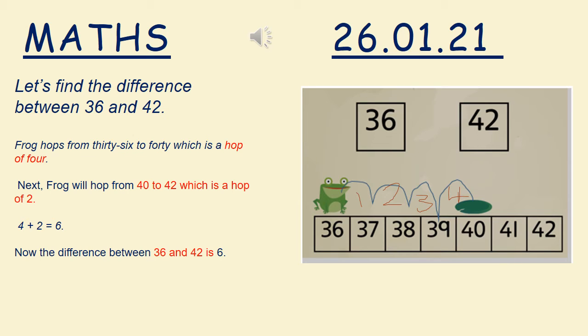Next, frog is going to hop to 42. So from 40, he will hop to 42. Let's hop with him. 1, 2. That's 2 hops. So 4 hops, which he did the first time, and then the other 2 hops, we make 6. 4 plus 2 equals 6. Now the difference between 36 and 42 is 6.